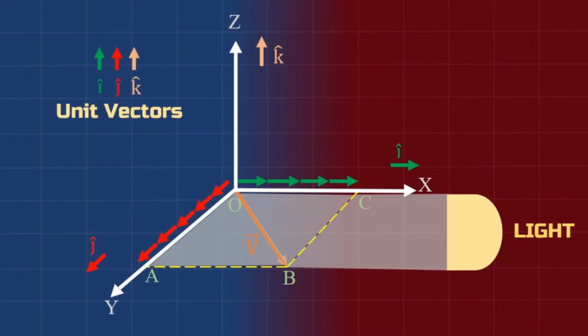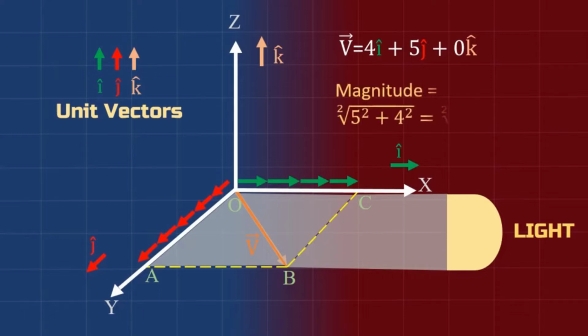So, we can write the vector V as 4i hat plus 5j hat plus 0k hat. That represents the vector capital V. We can find the magnitude of the vector capital V as the square root of the sum of the squares of the x and y components. And the direction of the vector capital V as tan inverse of y by x component. Also, we can write it in a matrix form, which we commonly call a column vector.